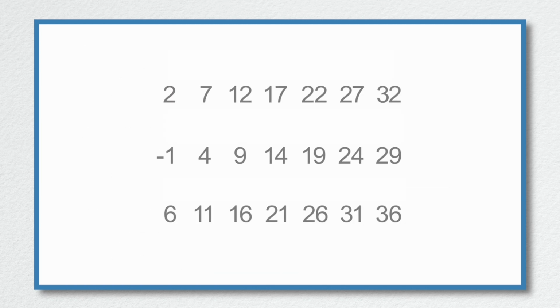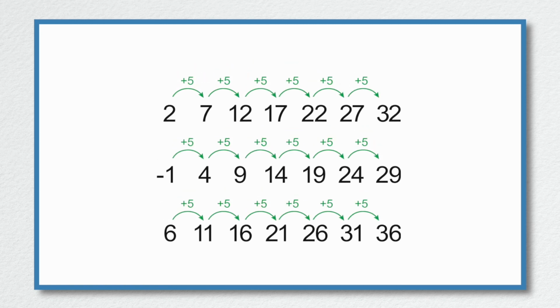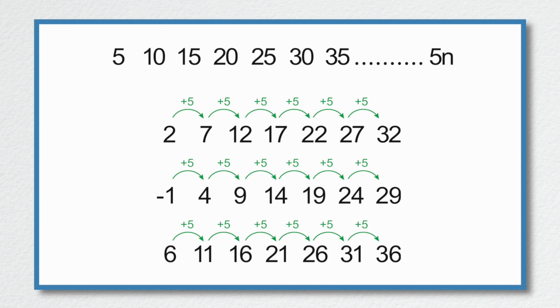Here are 3 more arithmetic progressions. Have a go at finding the general rule for each of these progressions. So pause the video, and when you're ready, press play. So you probably noticed that for each of these progressions we are adding 5 each time. So you should be thinking of the 5 times table.